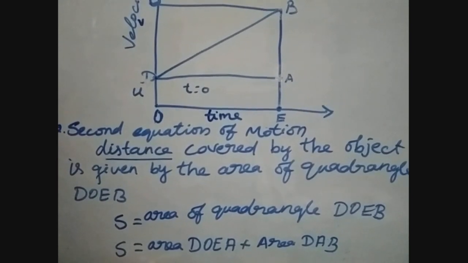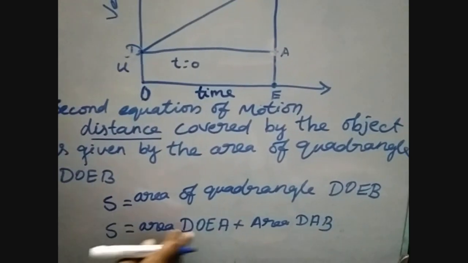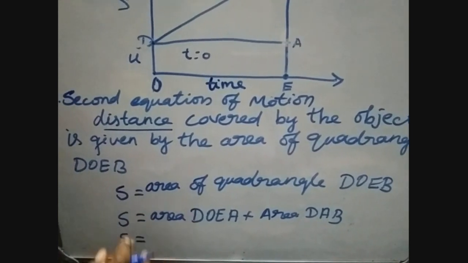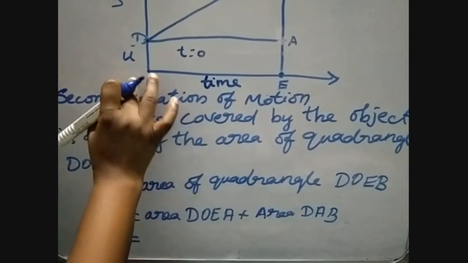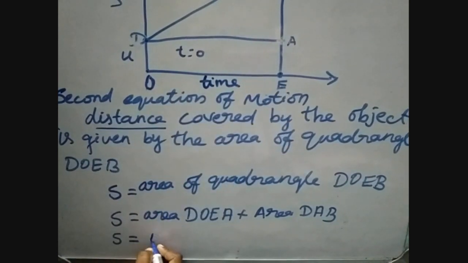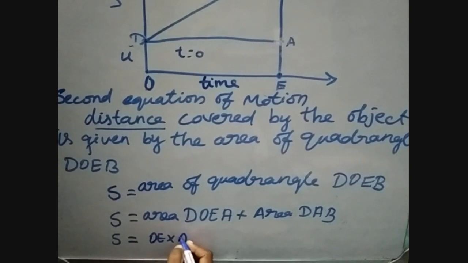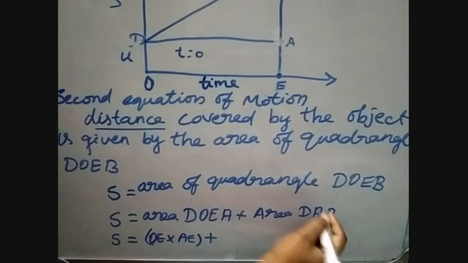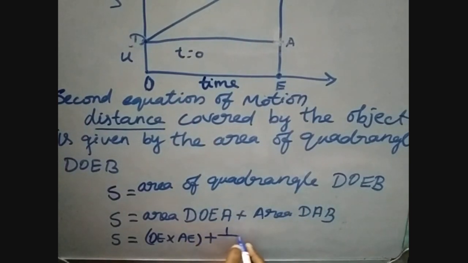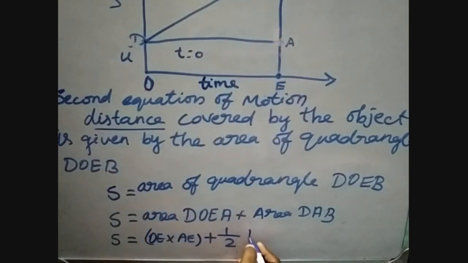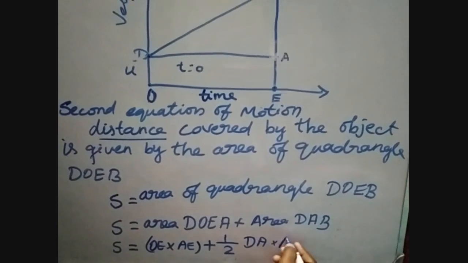Now, the area of rectangle DOEA. What's the formula for the area of a rectangle? Length into breadth. Here length OE is the length, breadth AE, plus the area of triangle. The area of a triangle is half of base into height. DA is the base, AB is the height.